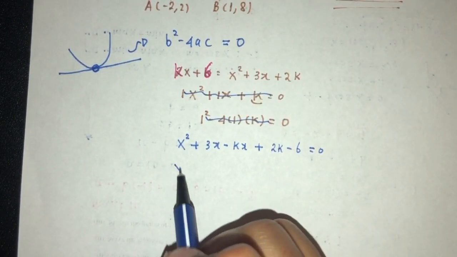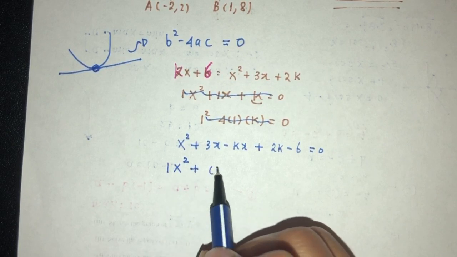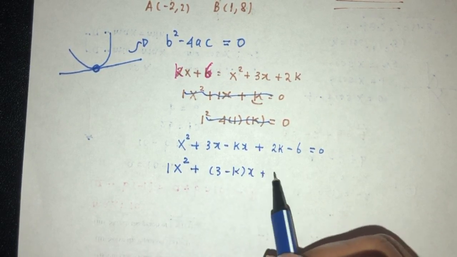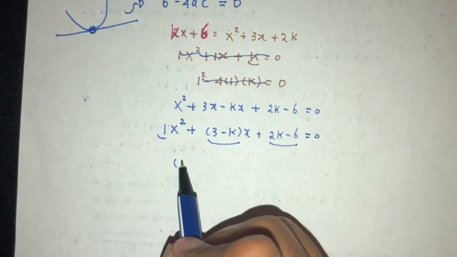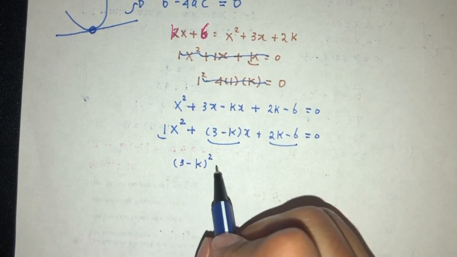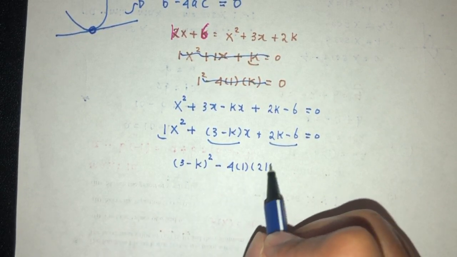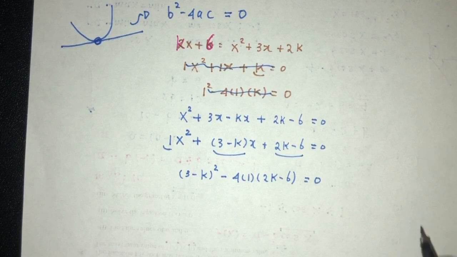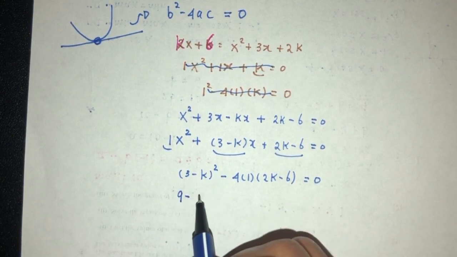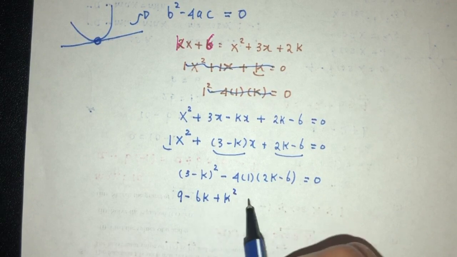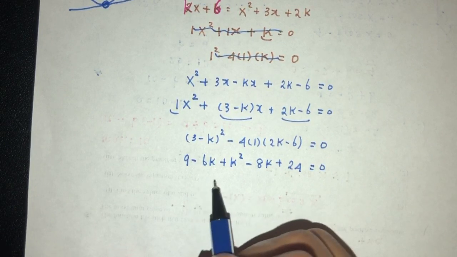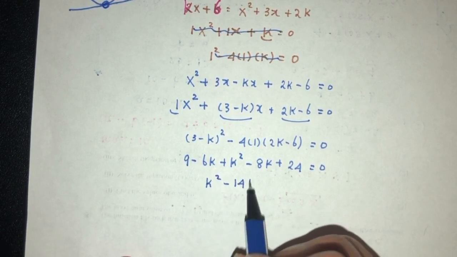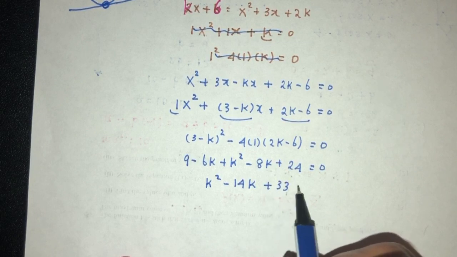Now we can factorize, obviously. You have this is 1, plus 3 minus k x outside, and here we have 2k minus 6 is 0. That is a, b, and c. Now b squared is (3 minus k) squared minus 4 times a times c equal to 0, because we know it has only one solution. Now let's simplify. You will have 9 minus 6k plus k squared minus 8k plus 24. Simplify. That will be what? k squared minus 14k plus 33 is 0.